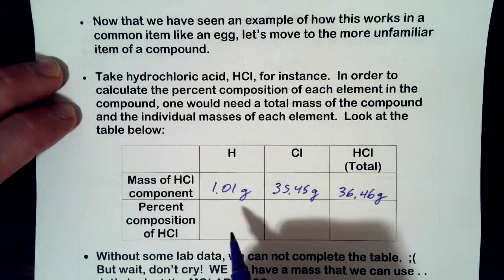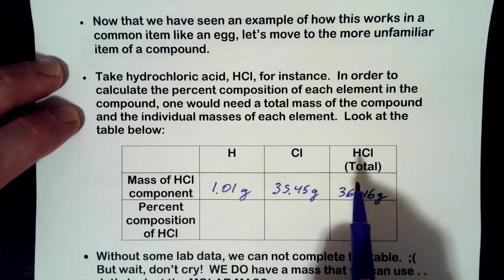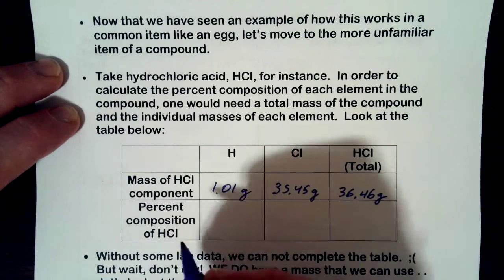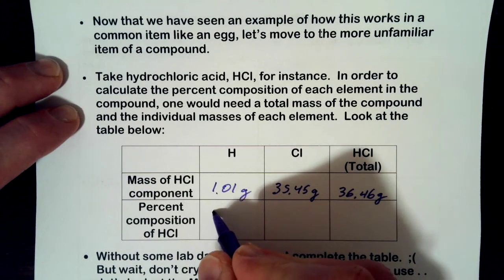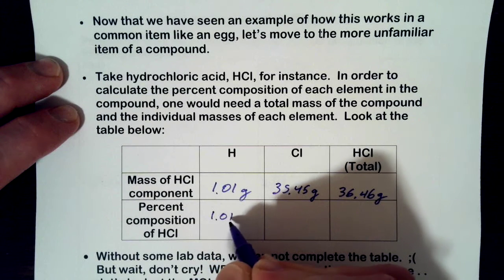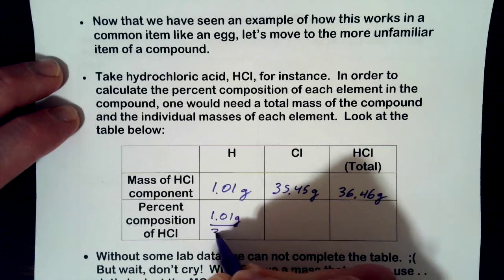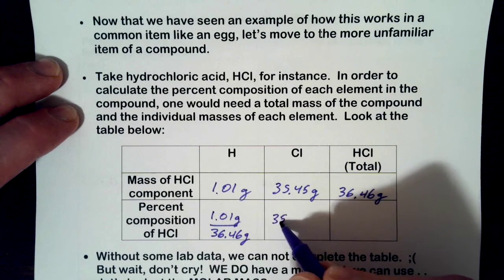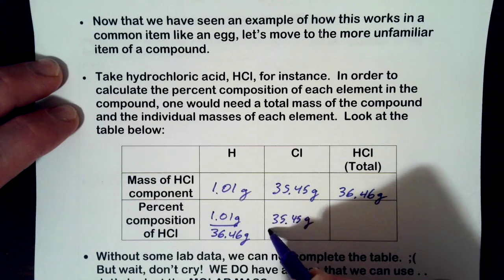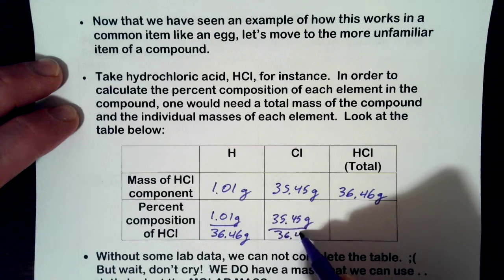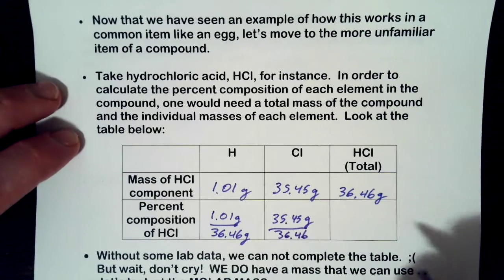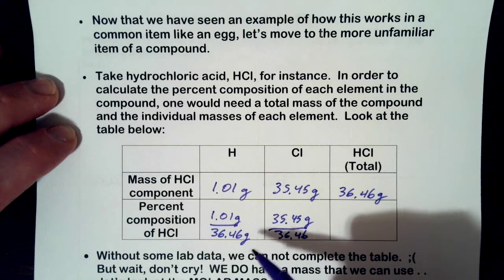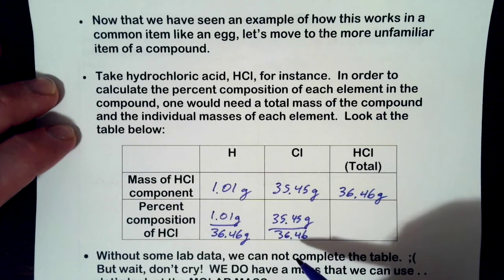So if I wanted to figure out what percent of the total is the hydrogen and what percent of the total is the chlorine, just think about how percentages work. This would be 1.01 grams out of the total, 36.46. And this would be 35.45 grams out of the total, 36.46. And what I would suggest is, because everything is to 2 decimal places, you could go ahead and just do this to 2 decimal places.